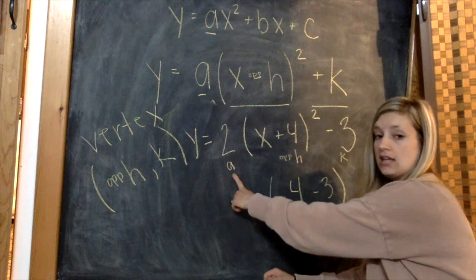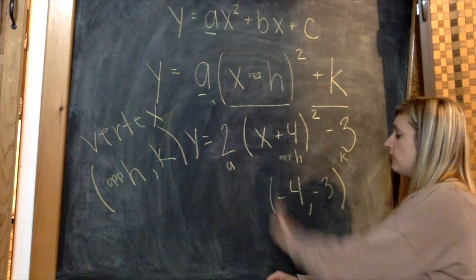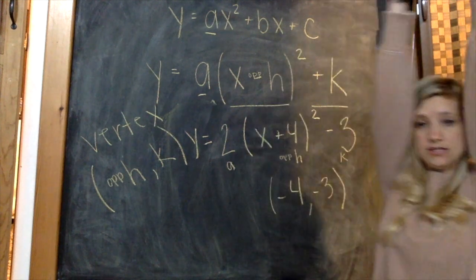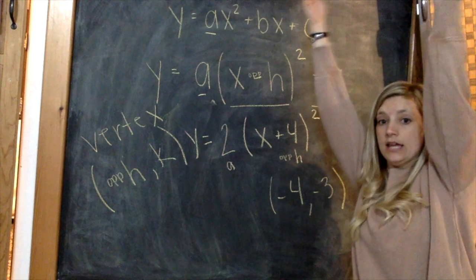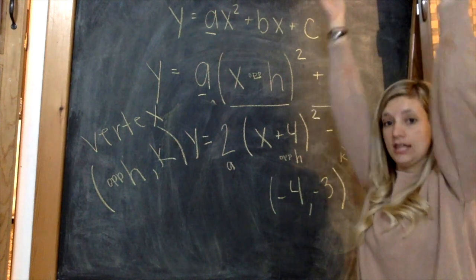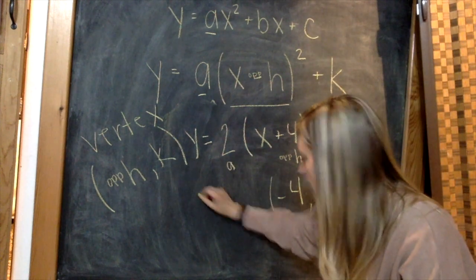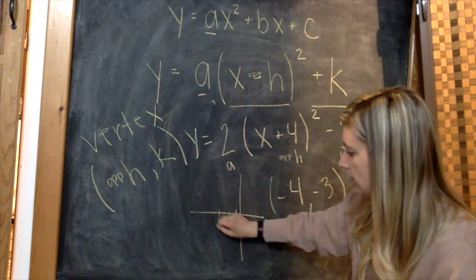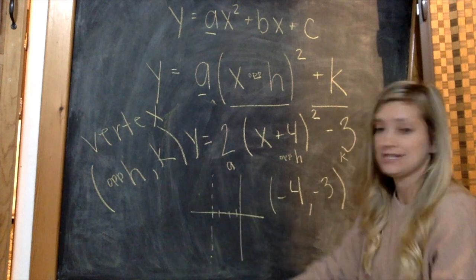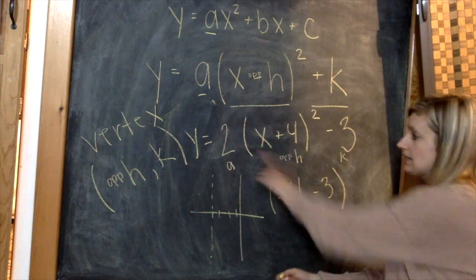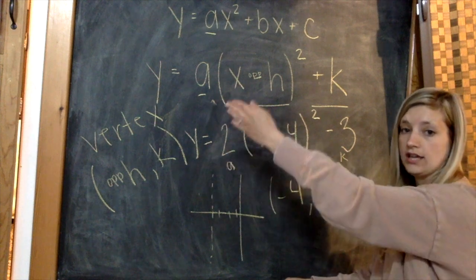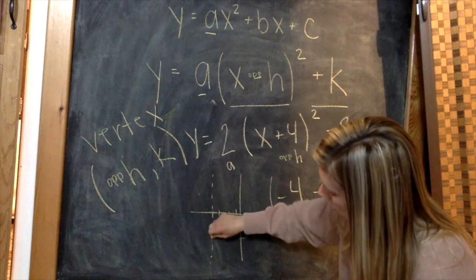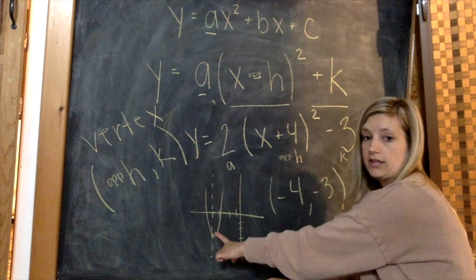Okay? You don't need this A to help you find the vertex. This A, this 2, is telling me that it's a stretch and it's concave up. So if I had a good picture of this, negative 4, negative 3, so 1, 2, 3, 4. My axis of symmetry is still there, and since A is positive, I know that it's concave up. So negative 3, 1, 2, negative 3. So my picture would look like that.